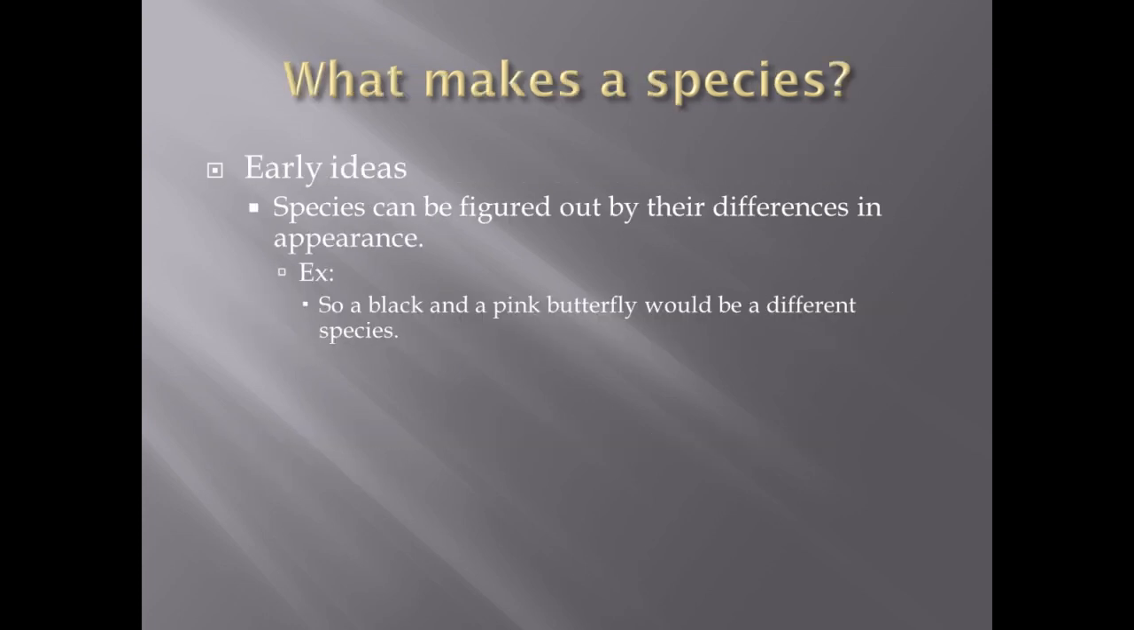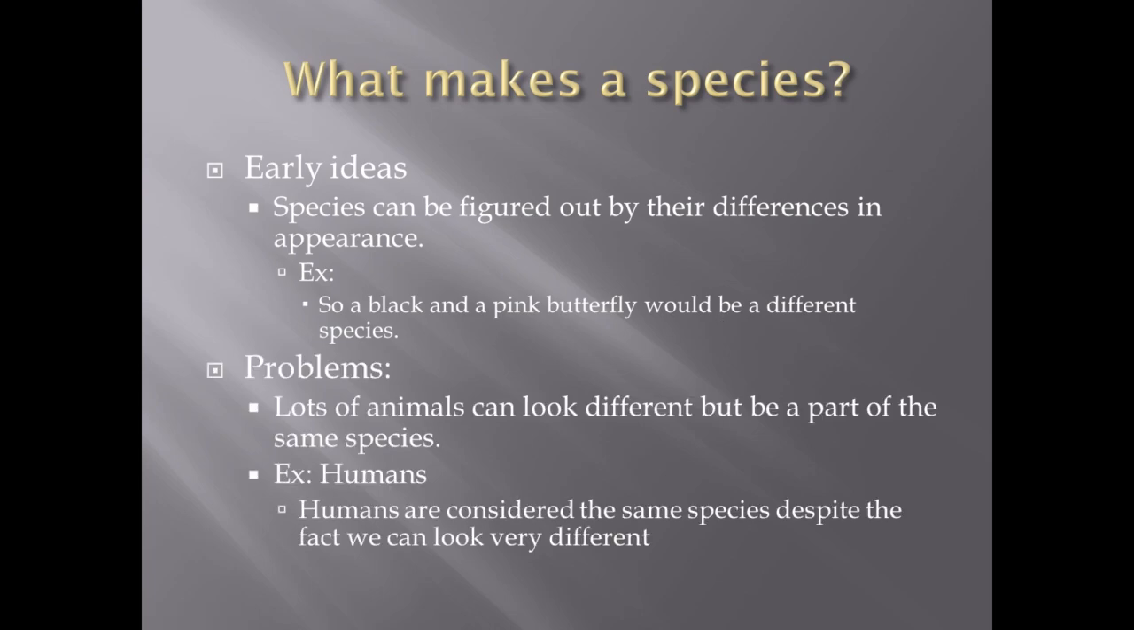Now, before we can do any of that though, guys, we have to come to a question. What is a species? Species originally came back to a very early idea: a species can be figured out by their differences in appearance. So a black and a pink butterfly would be a different species because, hey, they look different. However, this doesn't really work for a lot of animals. For example, humans. A lot of animals can look different but still be part of the same species.